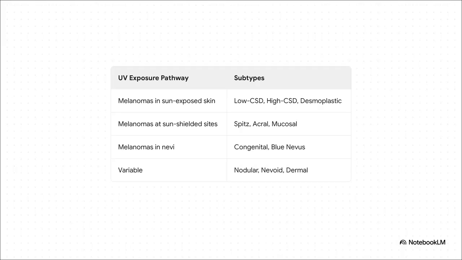Now, this is where things get really interesting. The way the modern WHO classification organizes these subtypes isn't just some random list. It's actually based on the underlying biology, especially the pathway that's related to UV sun damage. This really helps us frame our thinking about where the tumor came from.